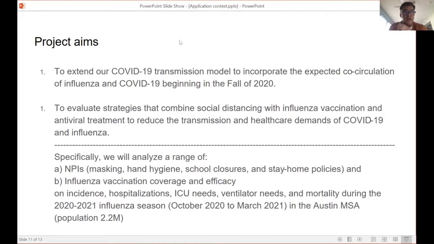And then to look at strategies that combine non-pharmacologic interventions like social distancing with influenza vaccination levels and antiviral treatments to reduce the transmission of flu and COVID, and therefore the healthcare demands of COVID-19 and influenza on the healthcare system. Now, specifically, we're going to look at a range of effectiveness of non-pharmacologic interventions, simulating what might happen with stringent, moderate, or relatively lax adherence to non-pharmacologic interventions.